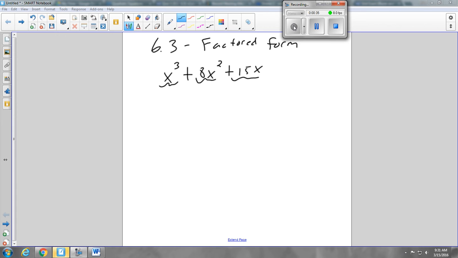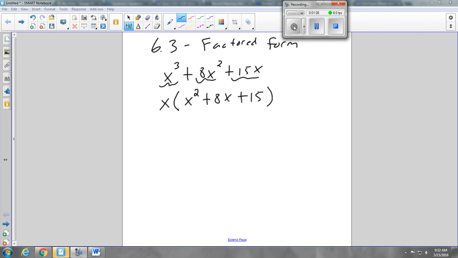X, right? So I'm going to factor out an x. So I'm going to start by just writing the x that I factored out, then start a bracket, and now write what I have left. I just took an x out of every one of these terms. So this was x cubed, now it's x squared, now it's x. That x came out, which is 15 now. So I factored out that x.